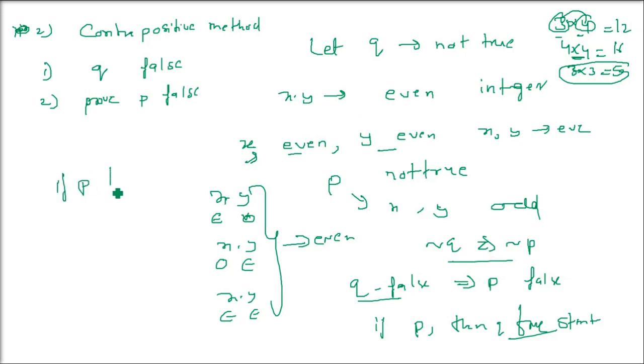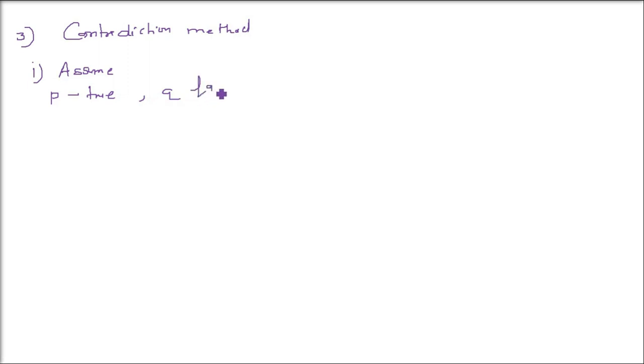Okay. If P then Q is proved exactly by this, the contrapositive method. Now coming to the third method. The third method is the same example I am taking. Same, P is X and Y are odd integers, Q is XY is an odd integer. The third is the contradiction method. Here what we do? Step 1 is, we assume P is true and we assume Q is false. We assume that, and we will contradict it.